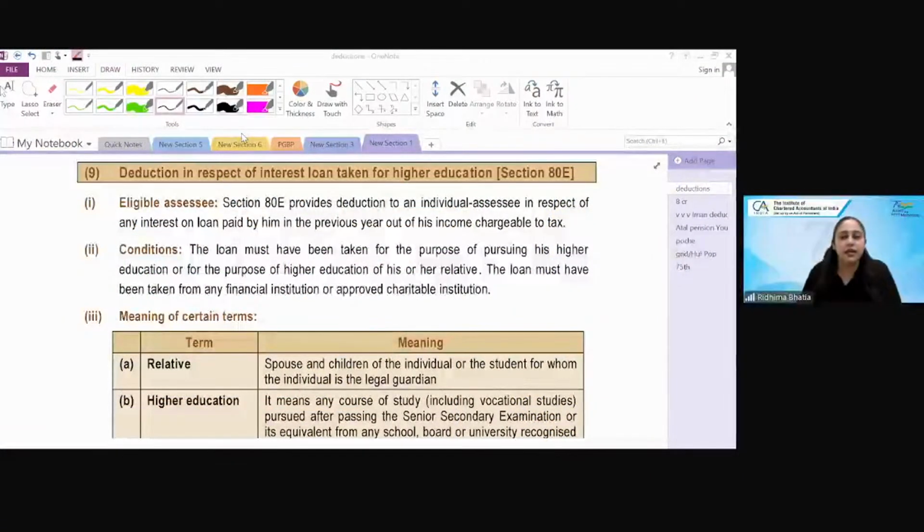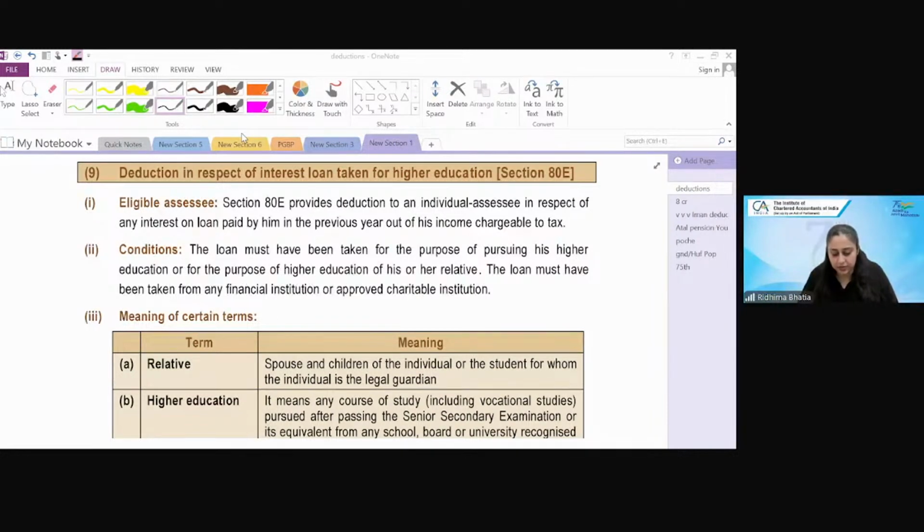So, took a quick break. Hope you ate something. So now shall we start with the next segment of deductions? Nobody has the doubt, ma'am, whether we need to remember the sections or not? Sure.